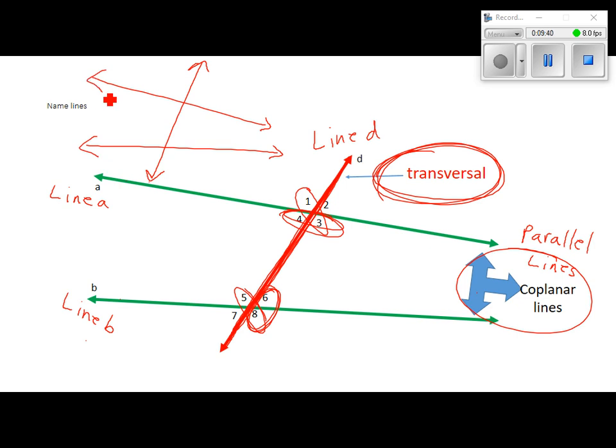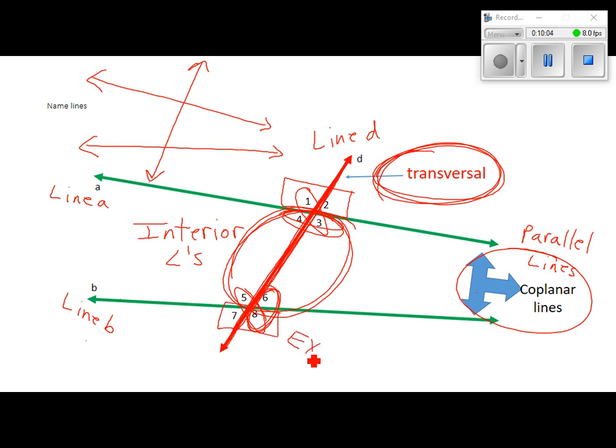On this picture, these angles that are inside the two coplanar lines are called interior angles. Again, math people, very, very creative. They're interior angles because they're on the inside. The angles on the outside, 1 and 2, 7 and 8, are called exterior angles, because they're on the outside. So you have the inside, you have the outside. Interior angles, exterior angles.